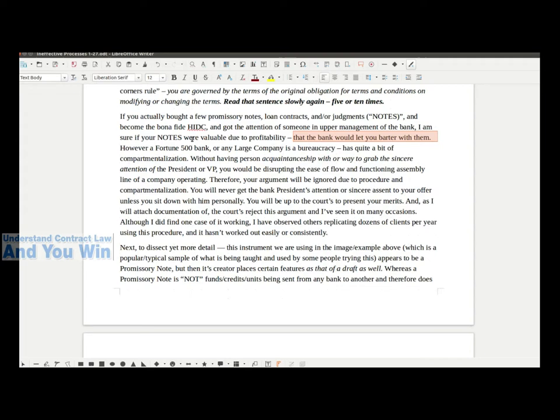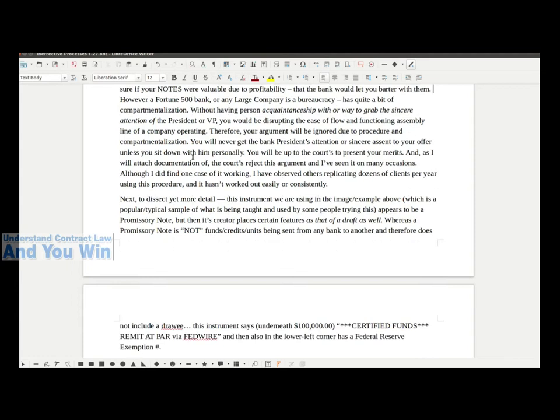I really don't. However, a Fortune 500 bank or any other large company bureaucracy has a bit of compartmentalization. Without having personal acquaintanceship with, or a way to grab the sincere attention of, a president or vice president, you would be disrupting the ease of flow and functioning of the assembly line of a company operating. Therefore, your argument will be ignored due to procedure and compartmentalization. You will never get the bank's president's attention or sincere assent to your offer unless you sit down with them personally. It would be up to the courts to present your merits.